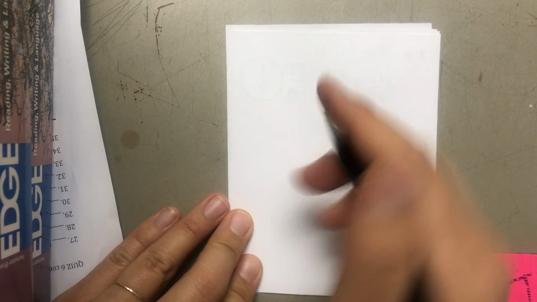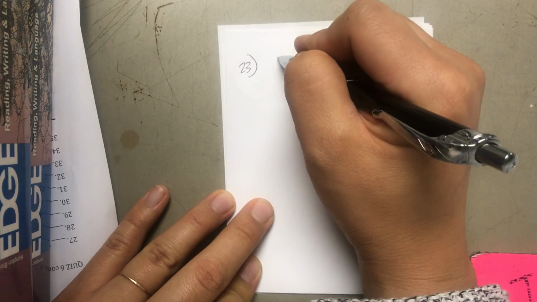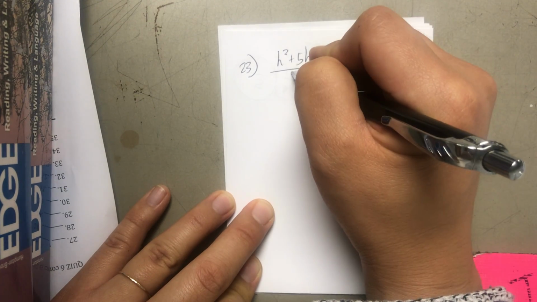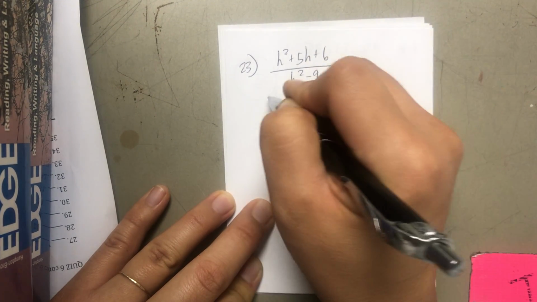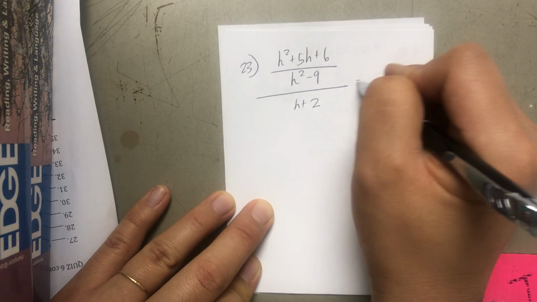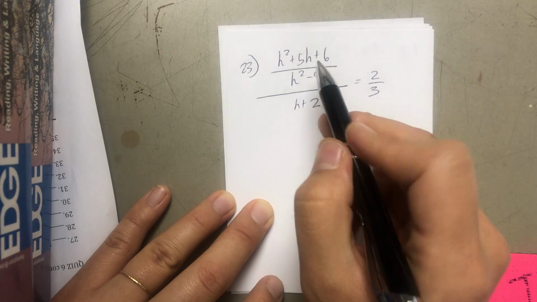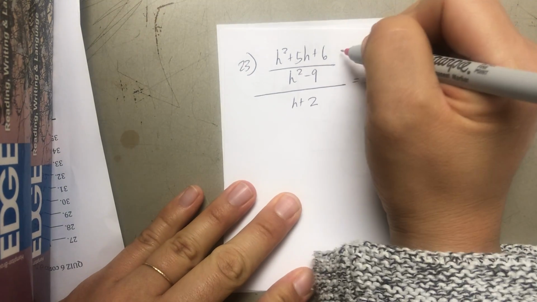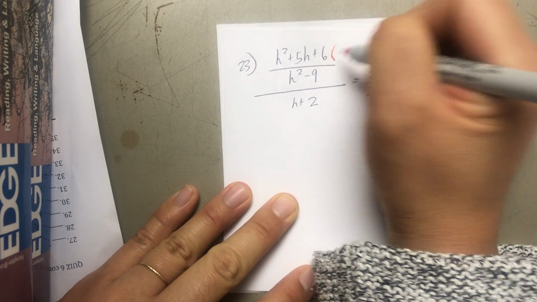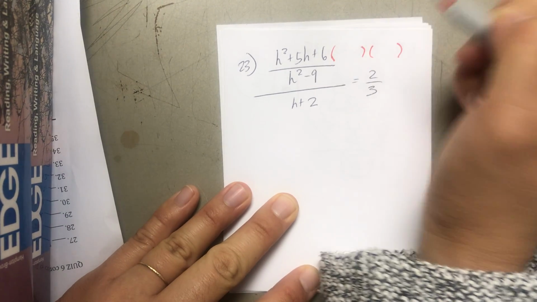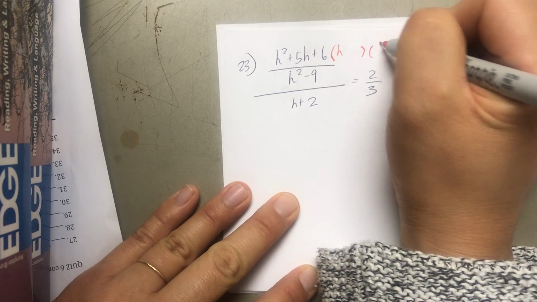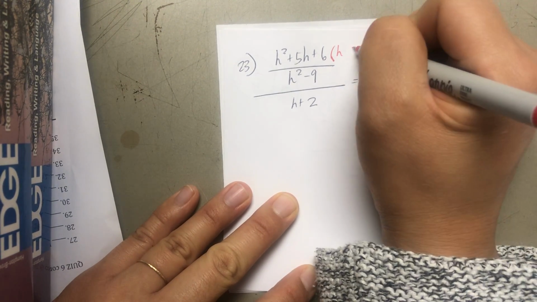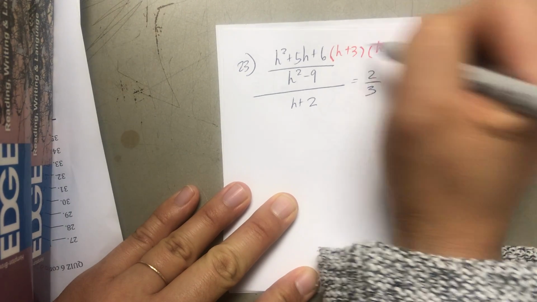For number 23, we have here h squared plus 5h plus 6 over h squared minus 9 over h plus 2 is going to equal 2 over 3. Okay, so what we can do here is simplify, or factor, h times h, and then what times what is 6, but if you added it together would be 5, it would be 3 and 2. So we know these are pluses and pluses.